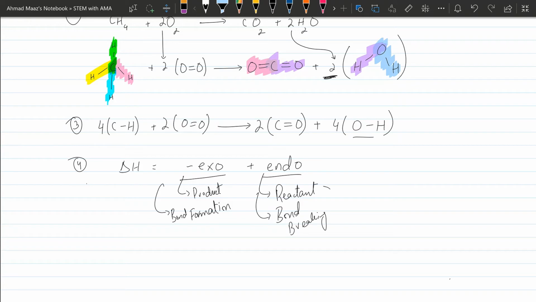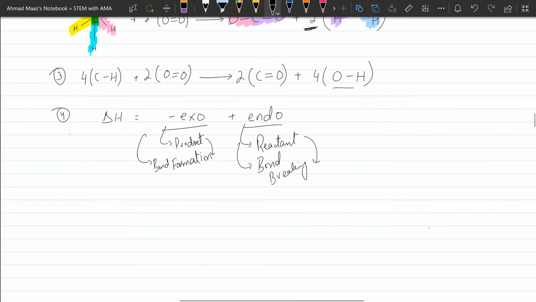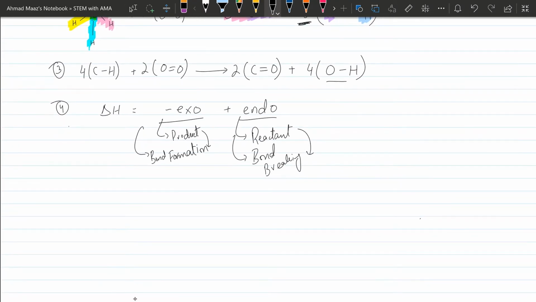All right, first the reactants' bonds are broken, then the products' bonds are formed. So let's get back to our equation: delta H equals minus exo plus endo, and we have the exothermic part. On the exothermic part, on the product side we have these bonds, and on the reactant side we have these bonds. All right, so let's move on.